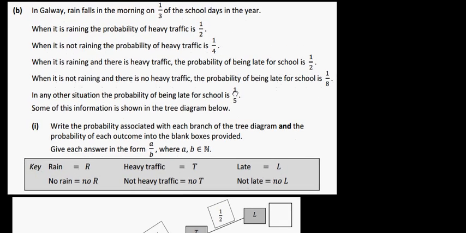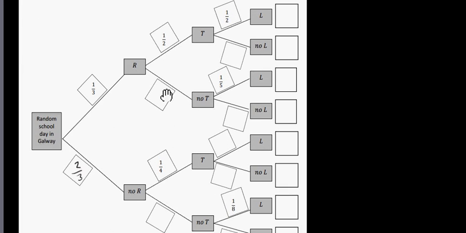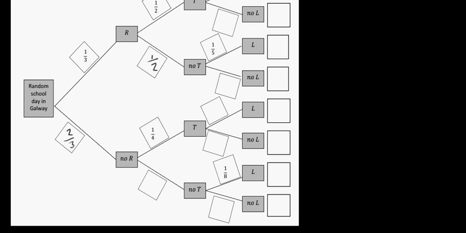Okay, next sentence just says, when it is raining, the probability of heavy traffic is 1/2. So when it is raining, we've got to go up here, the probability that we get heavy traffic is 1/2. So the probability that we don't get heavy traffic must also be 1/2. Next sentence says, when it is not raining, the probability of heavy traffic is 1/4. So when it is not raining, the probability of heavy traffic, which is here, is 1/4. So the probability of no traffic must be 3/4.